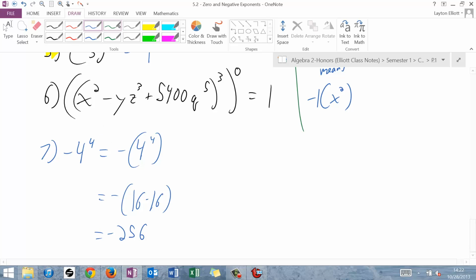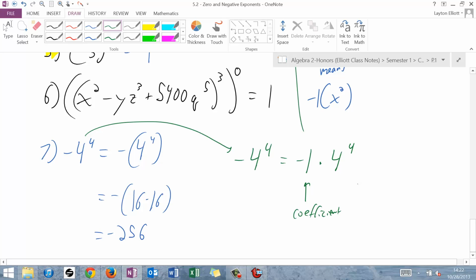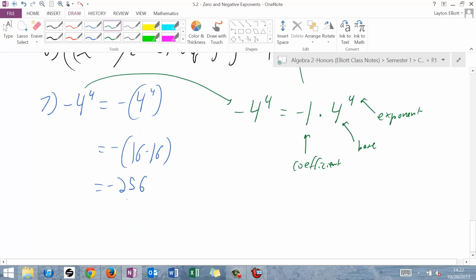Want to kind of go back to this right here. I'm going to dissect this just a little bit in a way that's going to be meaningful coming down the pipeline. If I make that negative 1 times 4 to the 4th power, this right here is called a coefficient. This is called a base. And this is called an exponent. Later on it's going to be important to know the distinctions between all of those, but that should give you an idea of why you end up with a negative 256 and not a positive 256. Believe you me, we will be testing you on that, and I want you to know that this ends up with this, negative 256.